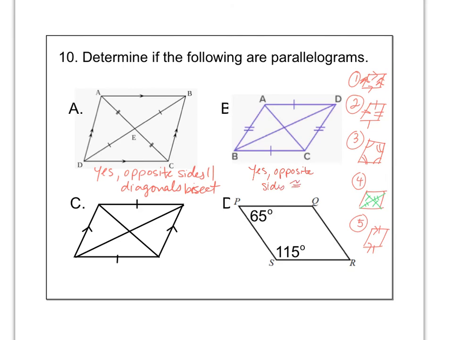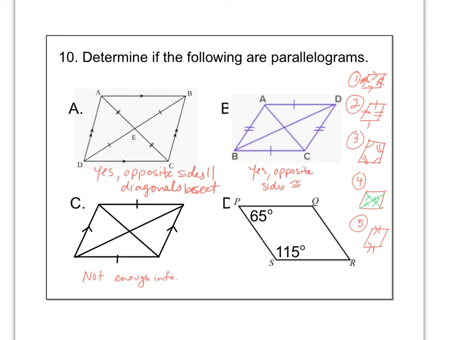Part C. Part C is no, because you have one pair of parallel sides, but not both. You have one pair of congruent sides, but not both. And for number 5, you could have a situation where you have one of each, but they have to be on the same pair of sides. So that's not enough info. Not enough info to know.